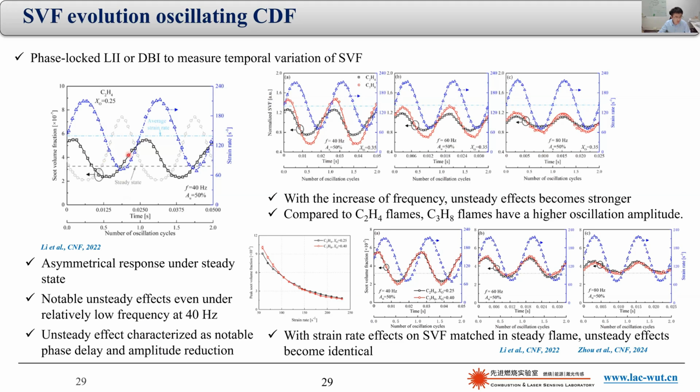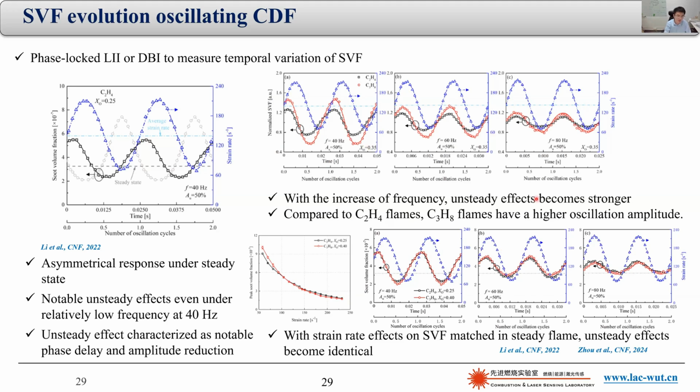And this is only for one oscillation frequency. If you increase the oscillation frequency, you will see the unsteady effects become stronger and stronger, which is much as expected. And what is interesting is that we actually compare the flames of 2 different fuels, and we see a dependence of these unsteady effects also on the type of fuel. So compared to the ethylene flames, the propane flames have a higher oscillation amplitude. This is a very interesting observation.